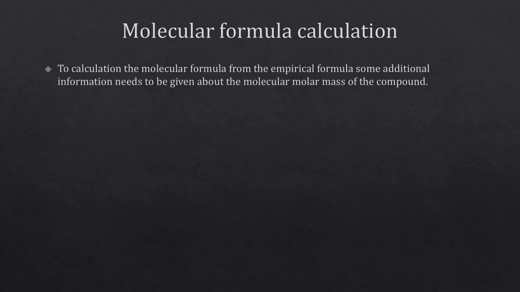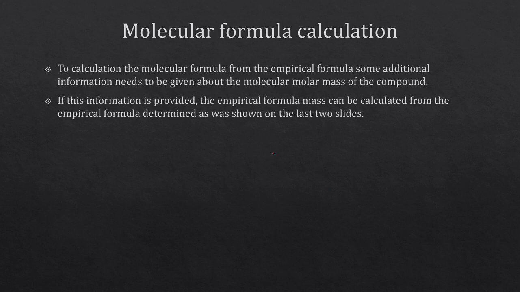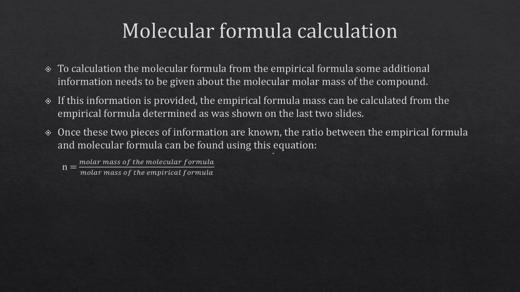In this video, we're going to go a bit beyond the empirical formula to now look at how we would do a molecular formula calculation. To calculate a molecular formula from the empirical formula, you need some additional information about the molecular molar mass of the compound. If this information is provided, you can take the empirical formula mass and calculate it from the empirical formula the same way we determined it in the last couple of slides.